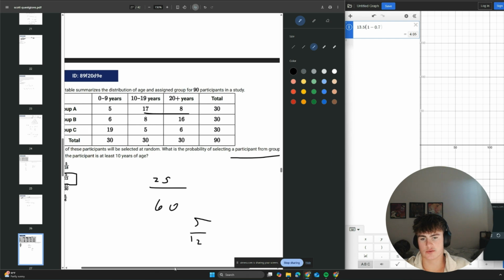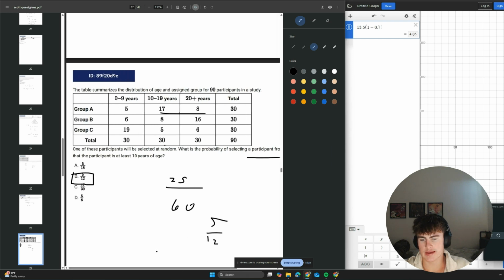I believe I did that right. I don't know. I haven't seen these questions before, so this is just how I'm doing them. But yeah, so on the bottom you have the given. On the top you have the first piece of information out of that group. So here I'm picking group A out of those 10 plus year people. So it'd be 25 over 60.